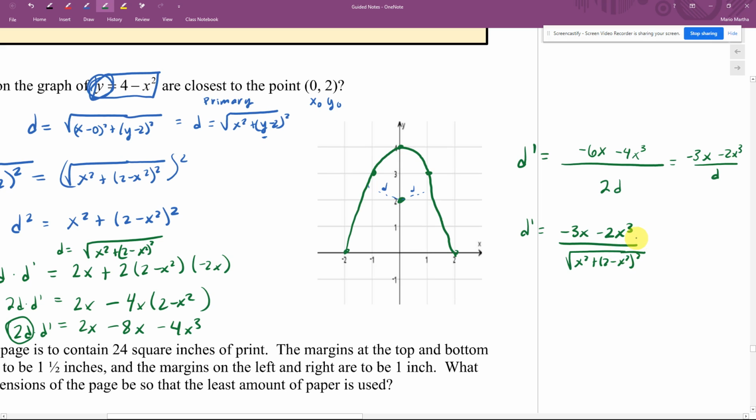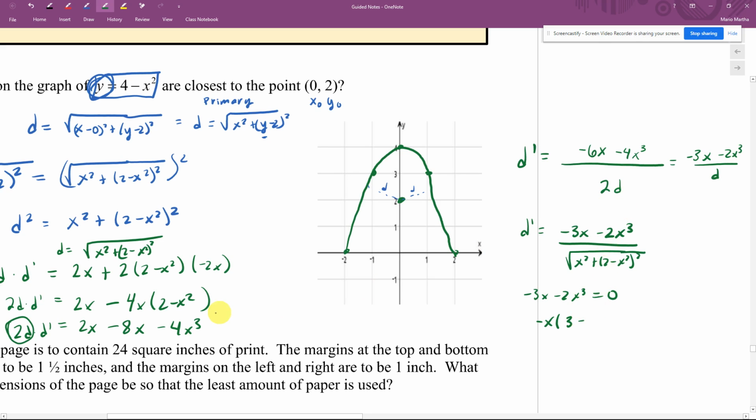So here, if we want to find our critical values, right now we're finally able to get to our critical values, and that's when d prime is equal to 0. So when does the numerator equal 0? So negative 3x minus 2x cubed equals 0. Again, you can factor this. We're going to factor out a negative x, and that leaves us with 3 plus 2x squared.